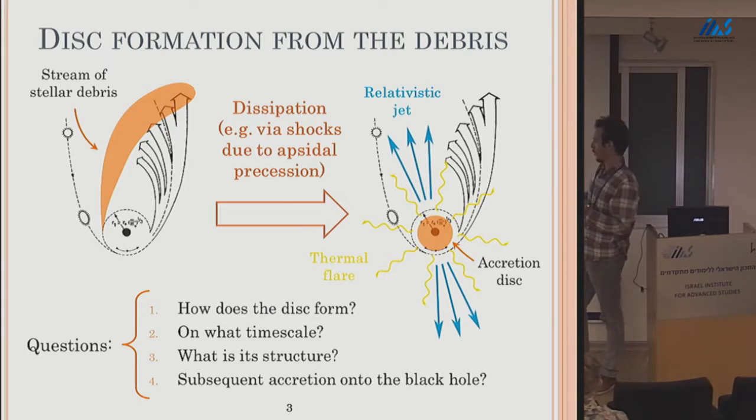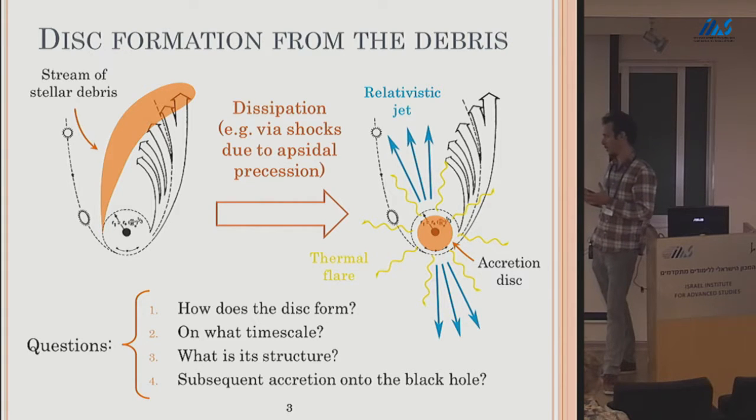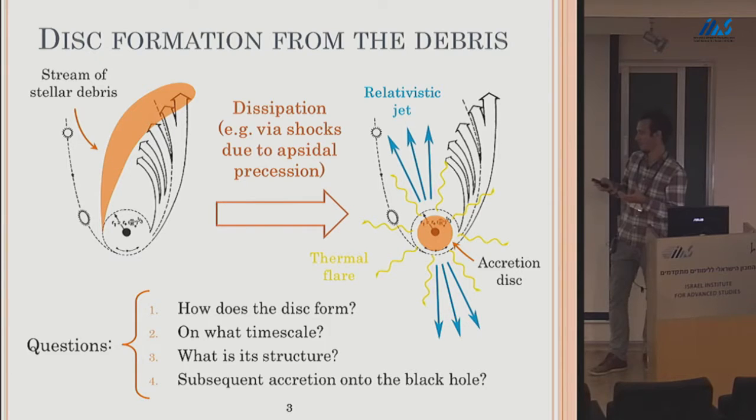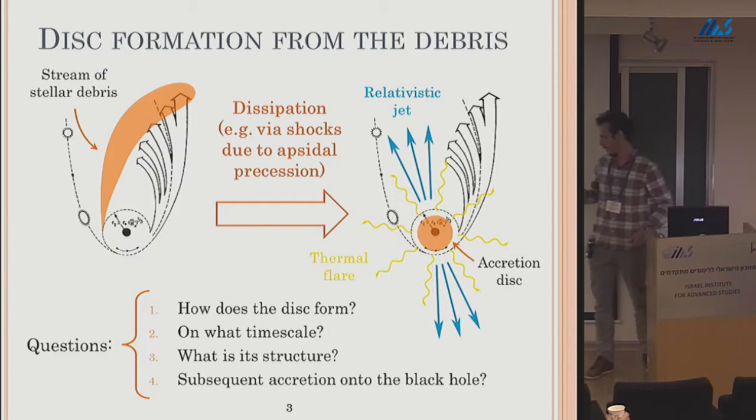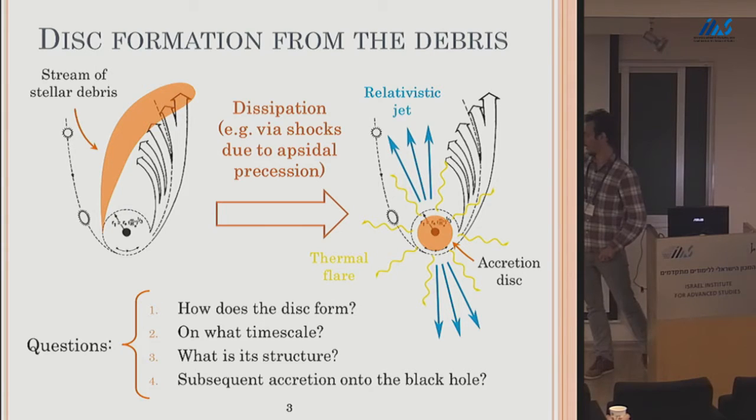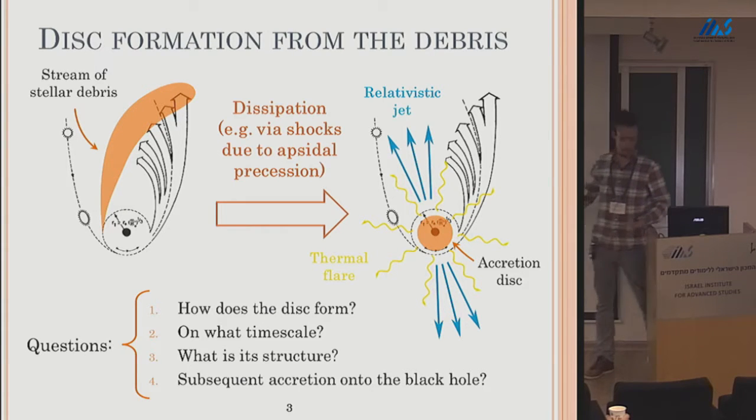Then another question I'd like to answer is on what timescale the disk forms, if it forms, and also what the structure of this disk is. This is also important because we heard yesterday that the extension of the disk can lead to different blackbody temperatures detected from this disk. And finally, I will touch on the accretion within the disk: what is the rate of accretion within this disk, and is it set by the fallback rate of the debris or by some other rate?